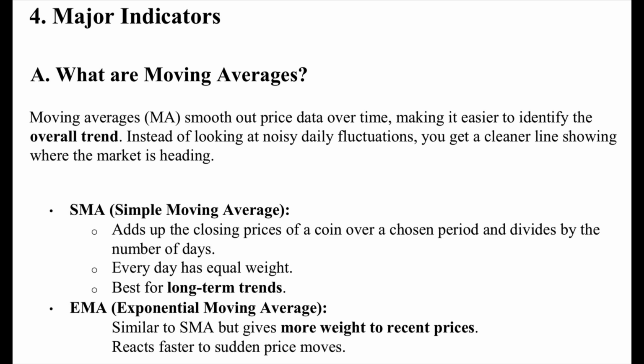EMA, exponential moving average, similar to SMA but gives more weight to recent prices, reacts faster to sudden price moves. So a simple moving average is known as a lagging indicator, okay? The reason they call it a lagging indicator is that it's taking price data points from such a big period of time. For example, a common one is a 50-day period. That means it's taking the price points from 50 days' worth of data and giving you a rolling average based on that, okay?